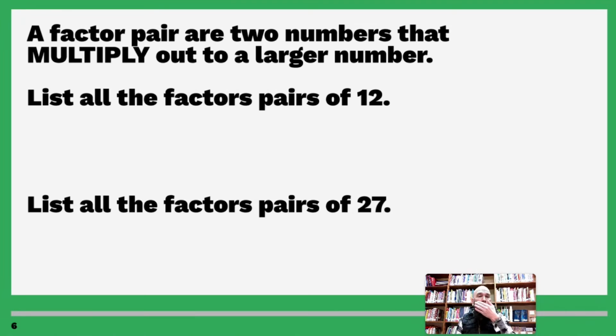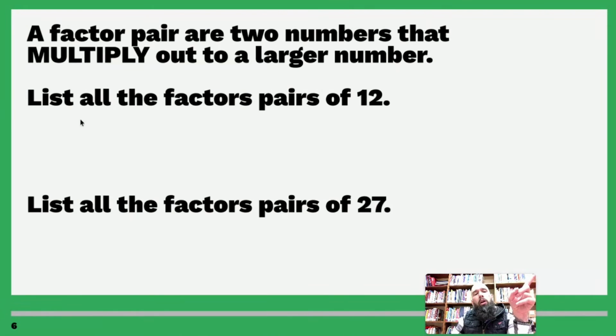Now let's also talk about factor pairs. Factor pairs are two numbers that multiply out to a larger number. What we're going to do is list all of our factors, then group them together, then list them out. So think of it this way: don't think, can you divide by a number? Think what you can divide by and what you'll get.